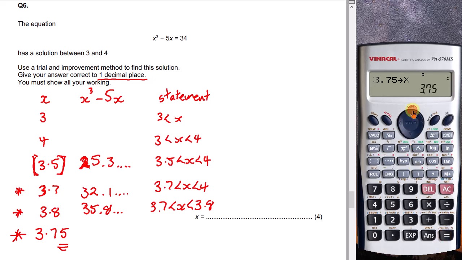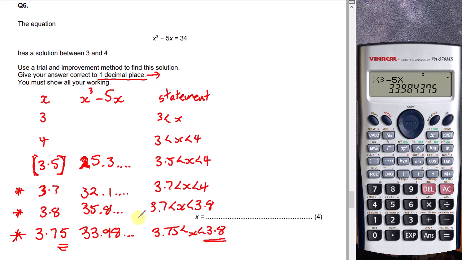Go back up, do the calculation again, and this now says 33.98. Now that's probably the best solution we've got, but it only wants one decimal place. So 3.75, this is too small, so 3.75 is on the small side of x. So that means we need to round it up to the 3.8.